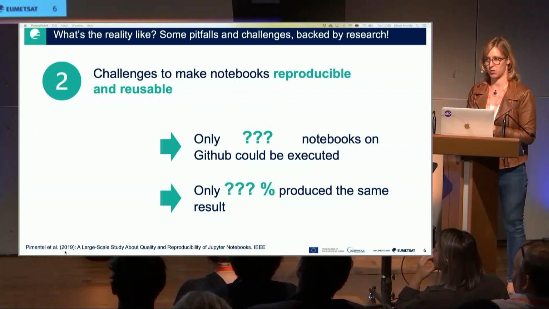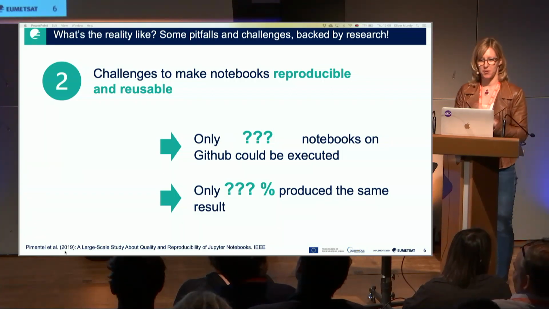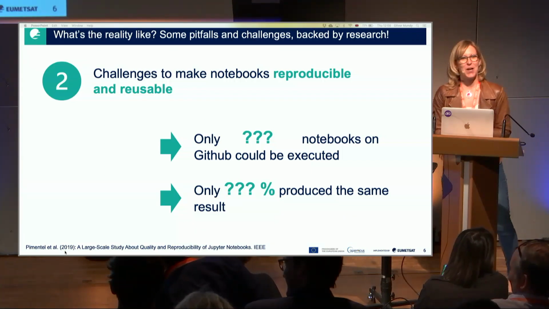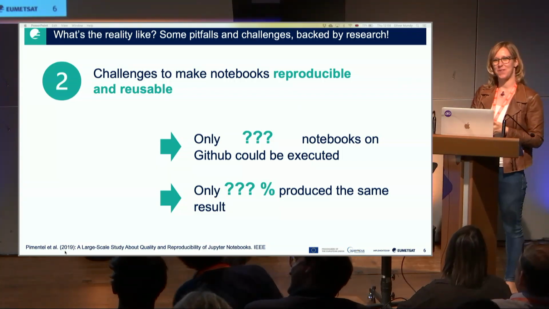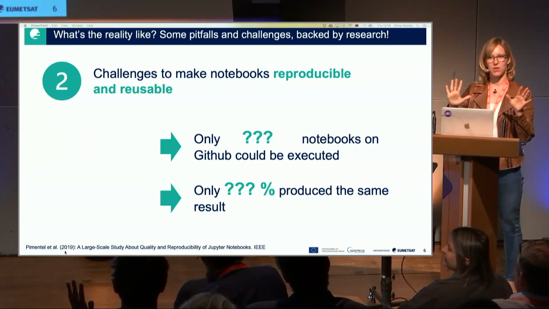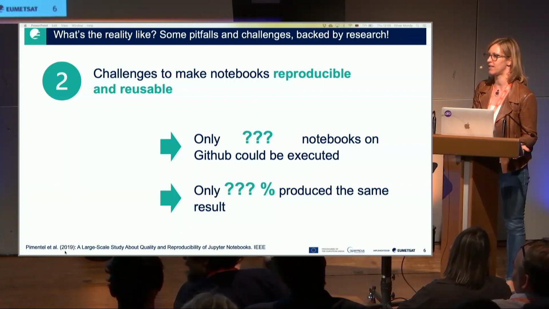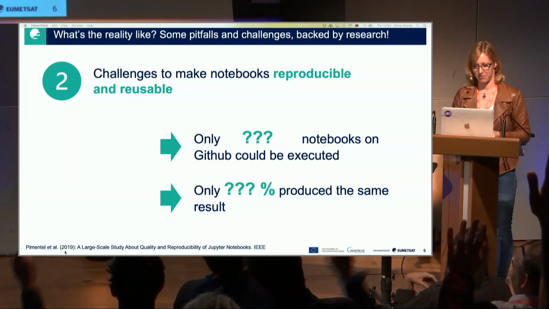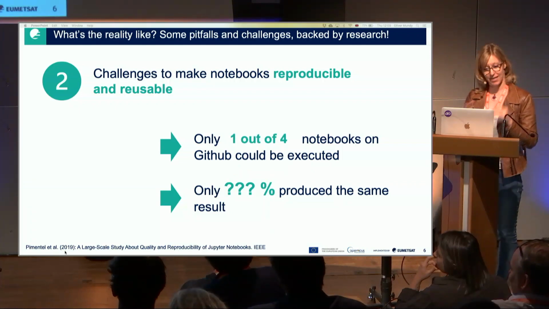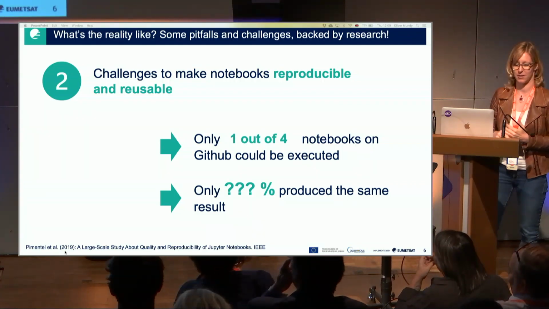Who thinks it is more than 50%? Okay, so not very optimistic. So who thinks it is between 25 to 50%? Okay, some optimists we have here. And who thinks it is less than 25%? Okay, so the majority. So it is actually 25%. So 1 out of 4 notebooks can be executed on GitHub.